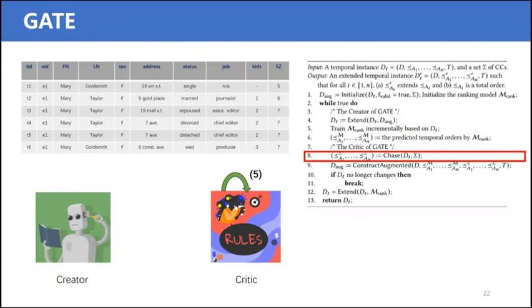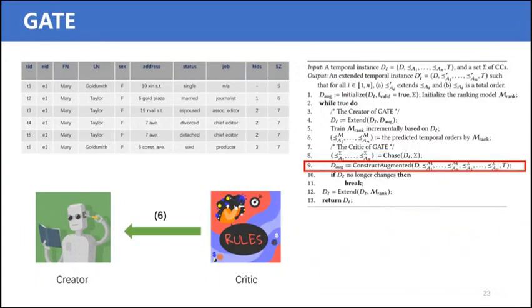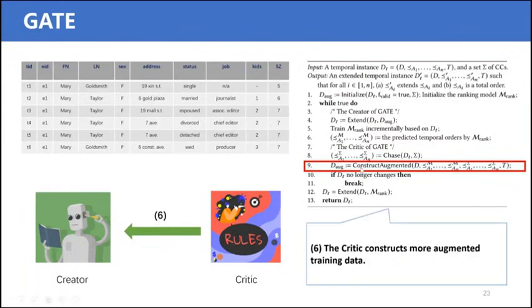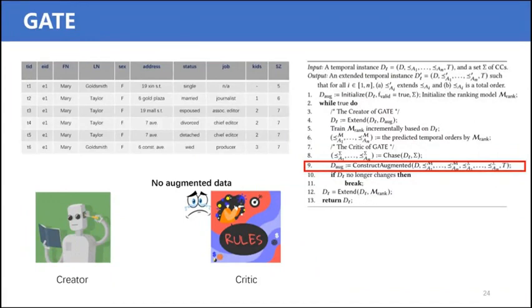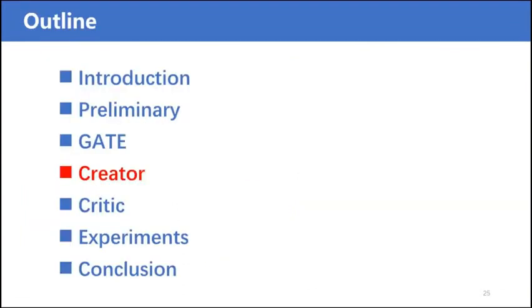After the critic receives some predicted time orders from the creator, the critic deduces more time orders by chasing using the CC rules. After chasing, the critic constructs the augmented training data and also passes it to the creator. So we can see that from line 2 to line 11, we process iteratively until the critic cannot construct more augmented data, and then the iteration terminates. So the condition of termination is that there is no new augmented data.